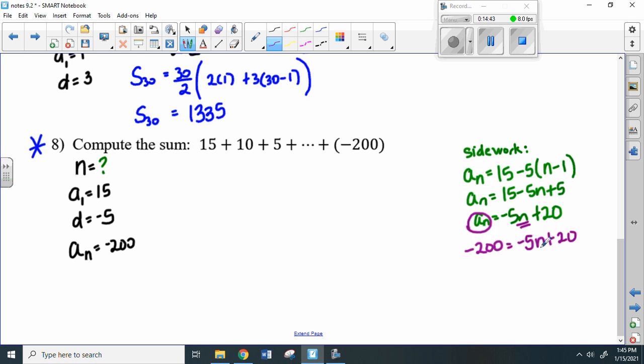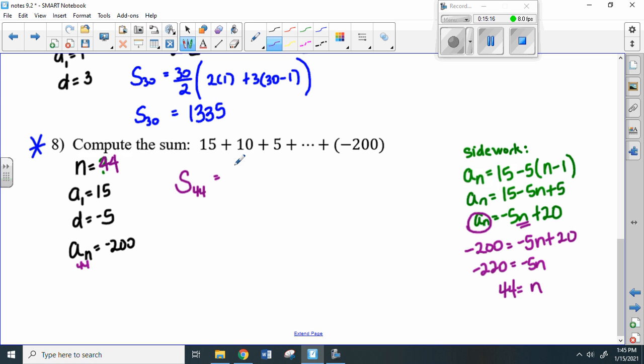So I just need to figure out how to solve for n. So I'm going to subtract 20. And then I'm going to divide by the negative 5. And that tells me that n is 44, which means negative 200 is the 44th term. And I'm adding up 44 terms.